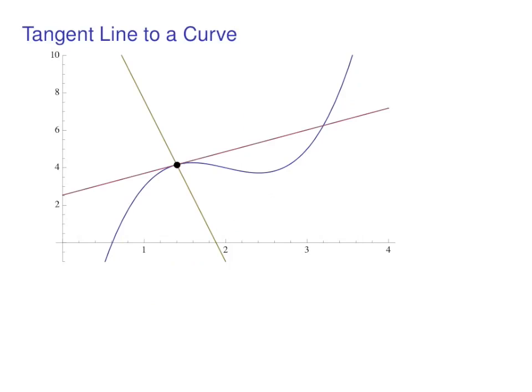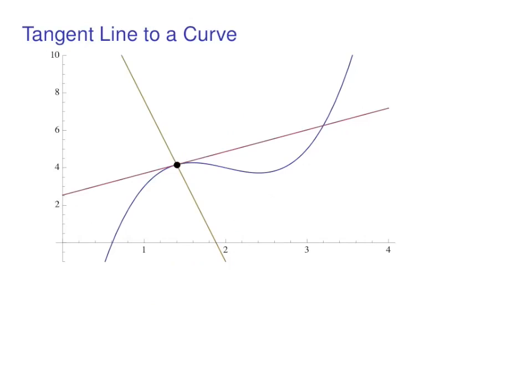The tangent line is the red line. The graph of our cubic function here is this curve, and the red line intersects the curve in 2 places. Whereas here's another line that intersects the curve in the same point, which intersects it only once. But that's not a tangent line at all.